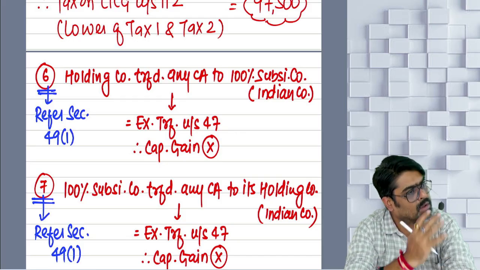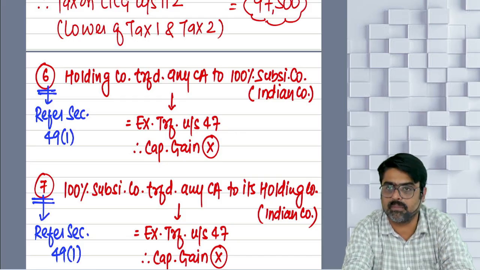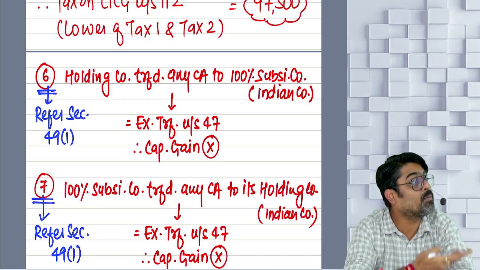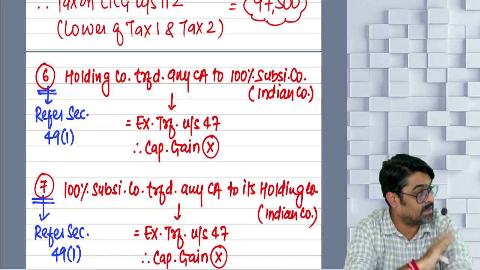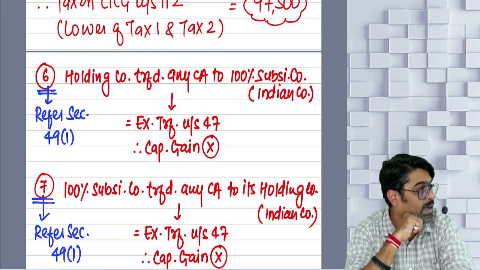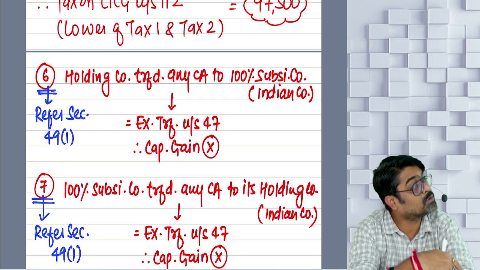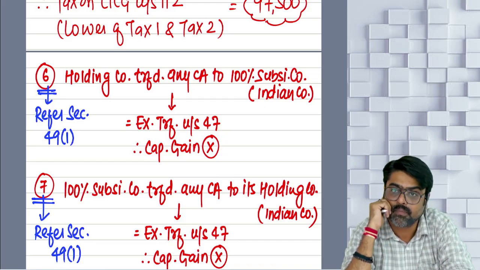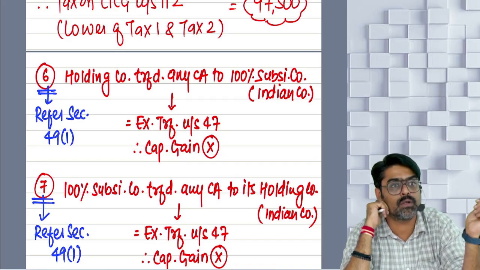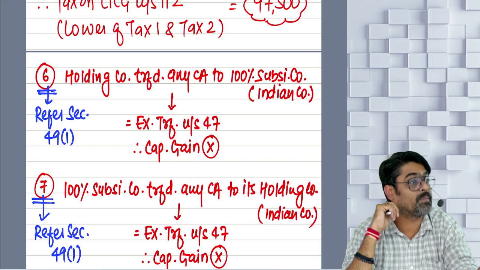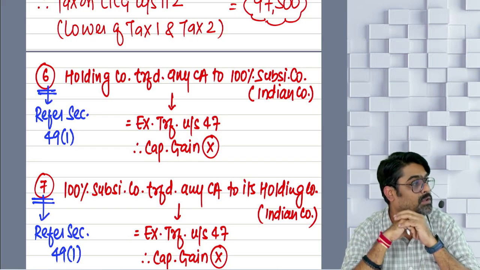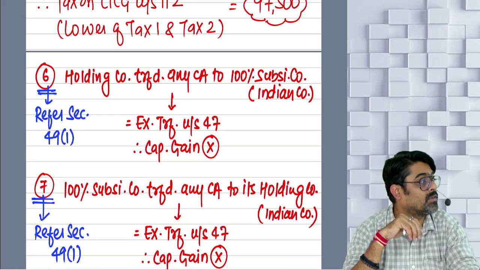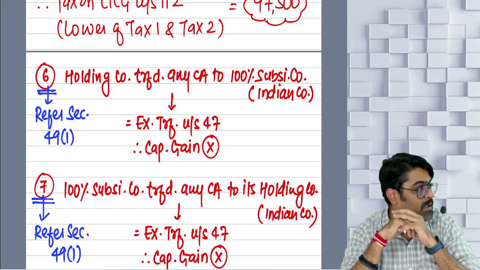Cost to previous owner, because the transfer was exempt in the hands of the transferor company, so the gain would not have been taxed in the hands of the transferor company. That gain should be taxable in your hands. So it will be taxable only if the cost to previous owner is taken as your cost. Do you remember 49(1)? Cost to previous owner will become your cost. Any cost of improvement of the previous owner will also become your cost. Yes or no? Period of holding of the previous owner will also become your period of holding.